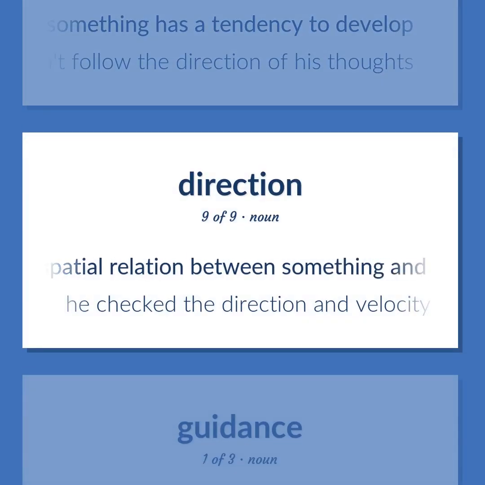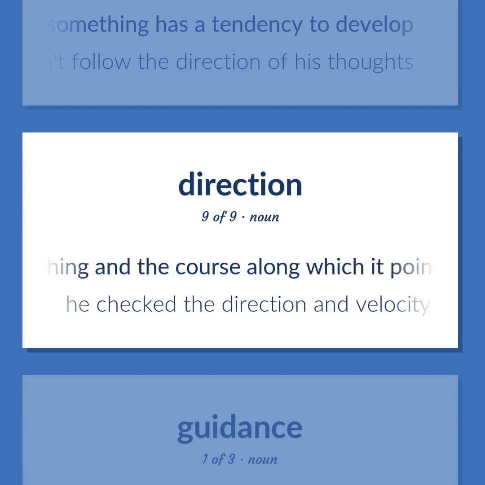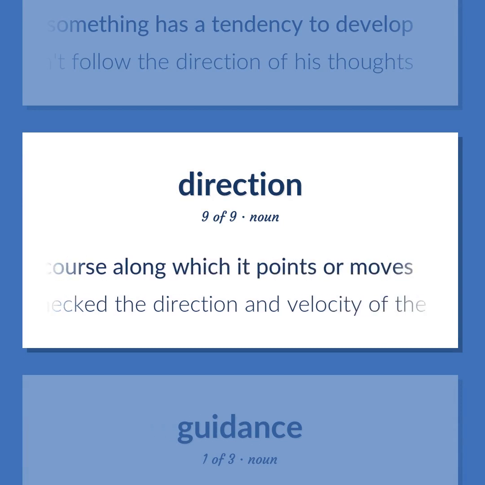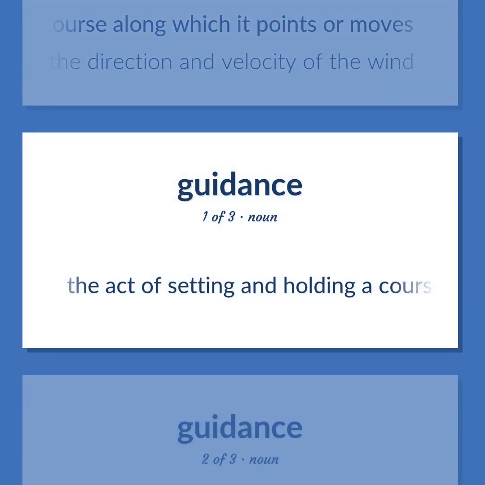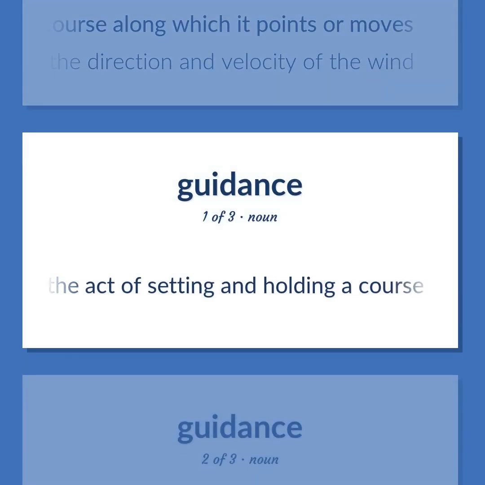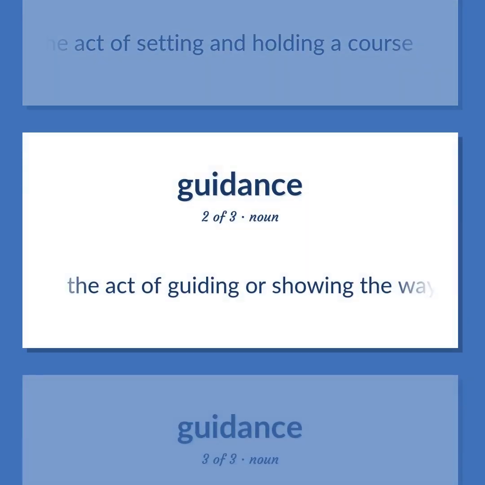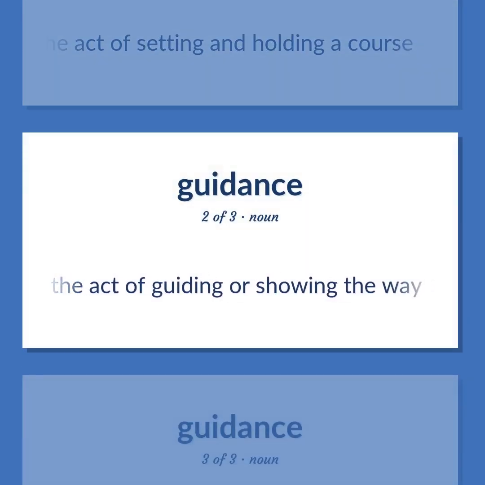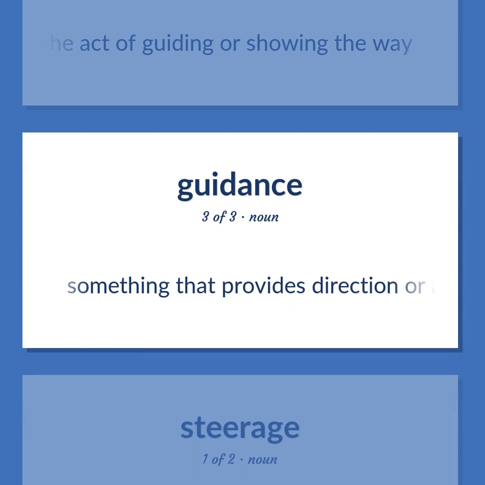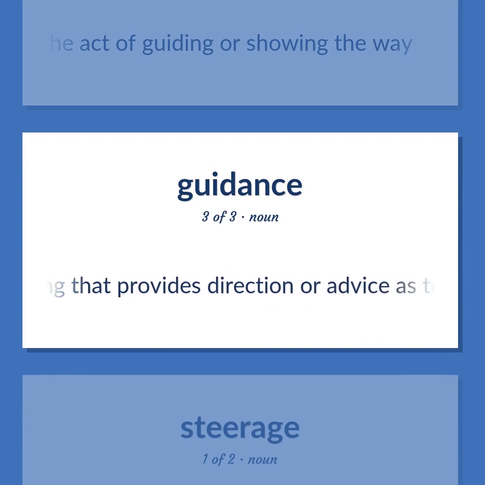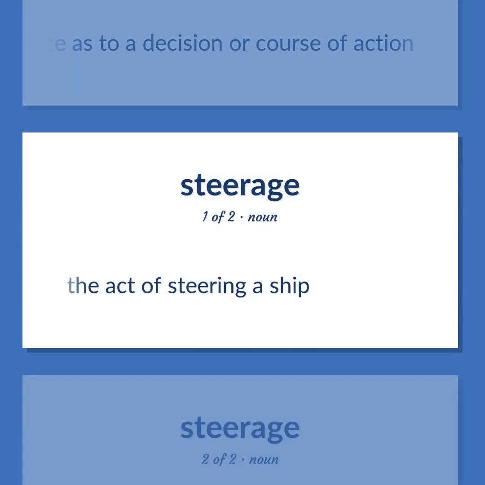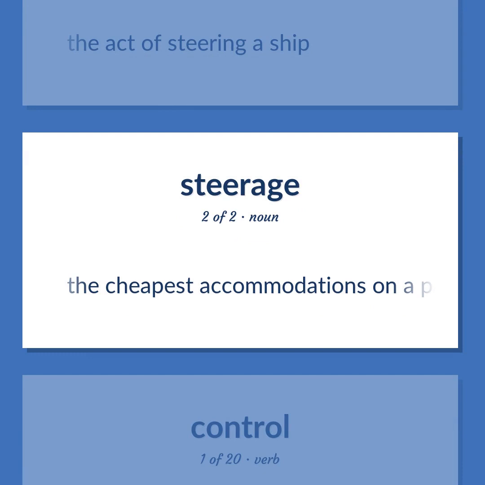The spatial relation between something and the course along which it points or moves. He checked the direction and velocity of the wind. The act of setting and holding a course. The act of guiding or showing the way. Something that provides direction or advice as to a decision or course of action. The act of steering a ship. The cheapest accommodations on a passenger ship.